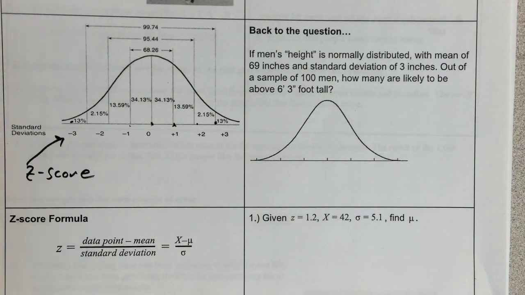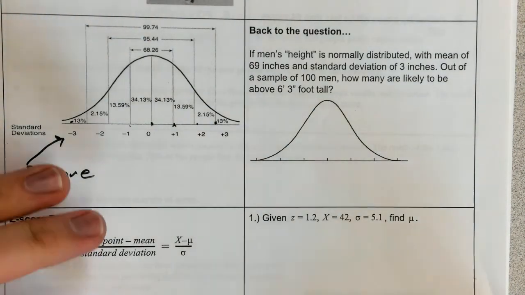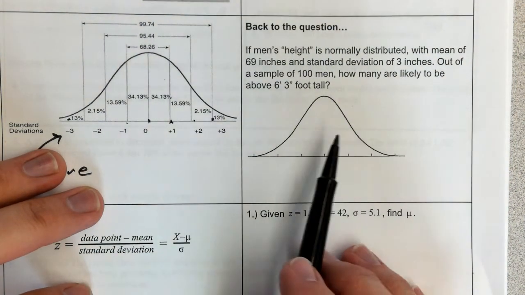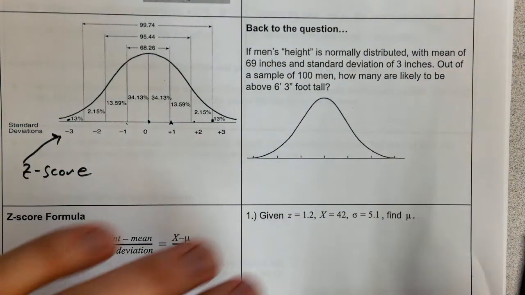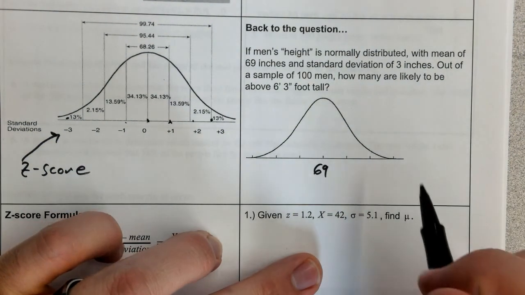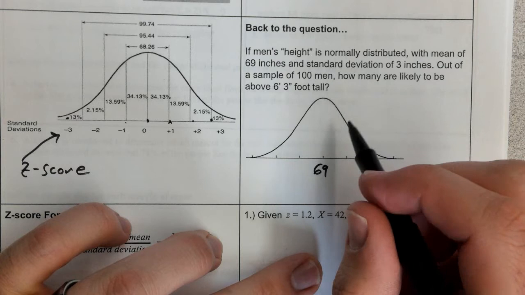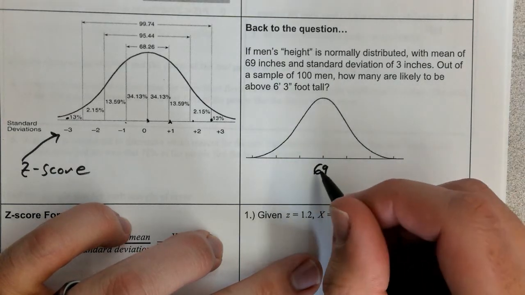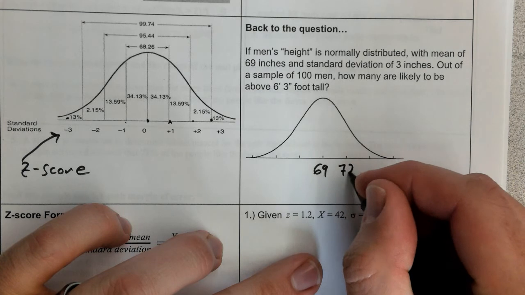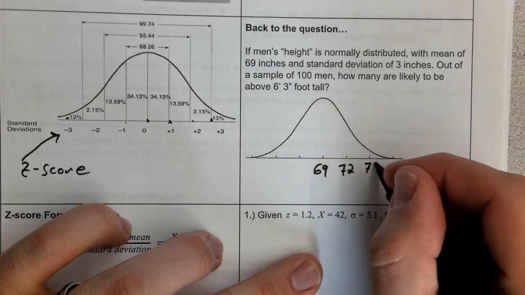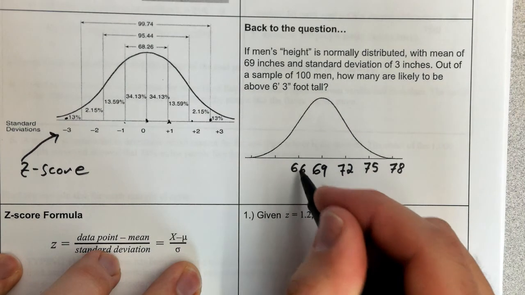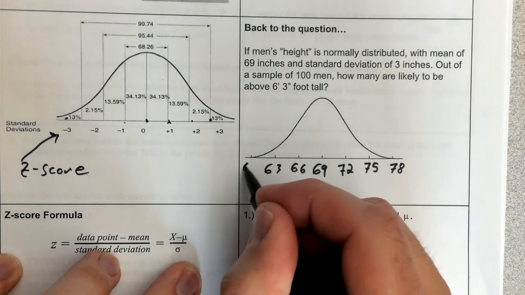Height is normally distributed with an average, or a mean, of 69 inches, standard deviation of 3. Let's fill out the normal curve here based on what we just learned and the information we've got in the problem. So 69 inches is the average height of the average American male. And so 3 inches to the right, that'd be 1 standard deviation. So this would be 72 inches. This would be 75 inches, and this would be 78 inches. Okay. Going back the other way, we'd have 66 inches, 63 inches, and 60 inches.